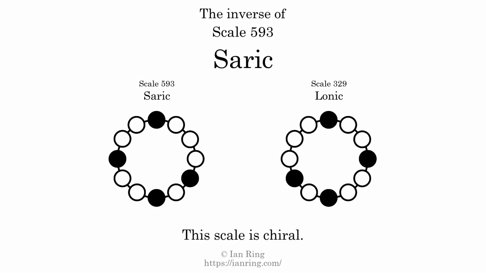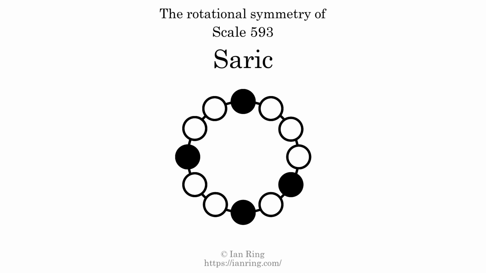The inverse of a scale is a mirror image. It is what you get when the sequence of intervals is reversed. The inverse of this scale is scale 329, also known as Larnick. This scale is chiral. It cannot transform into its inverse by rotational transformation. This scale has no rotational symmetry.